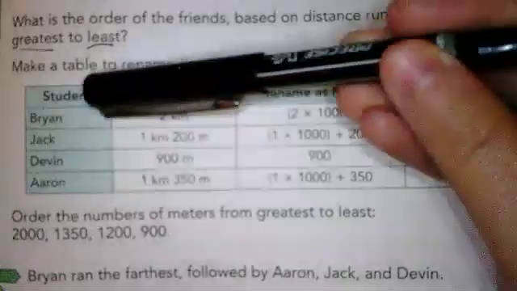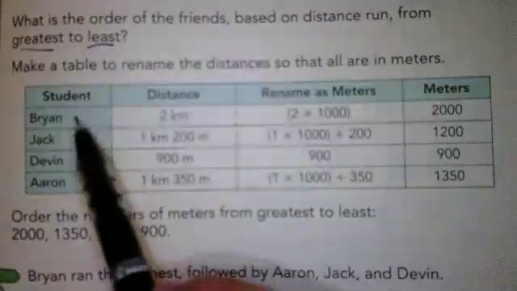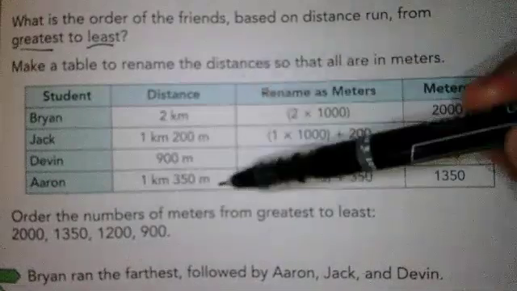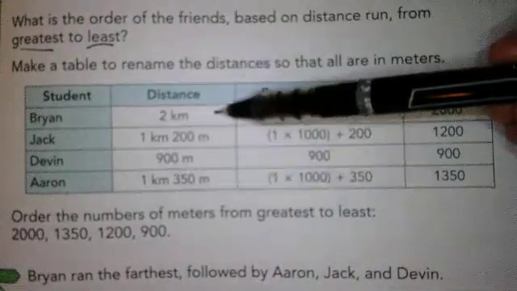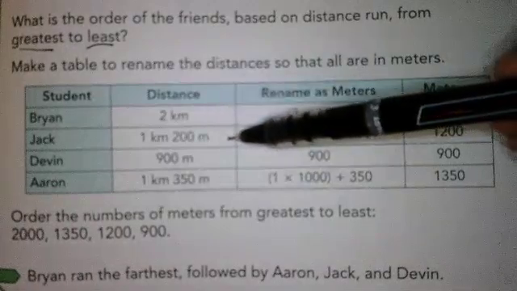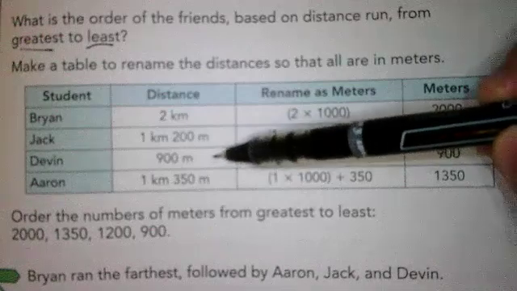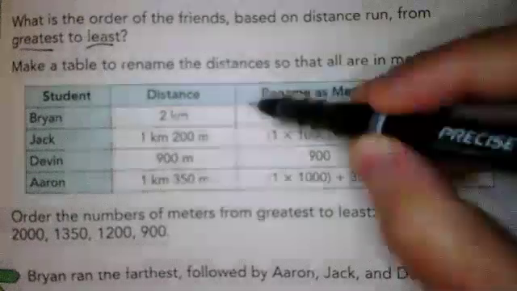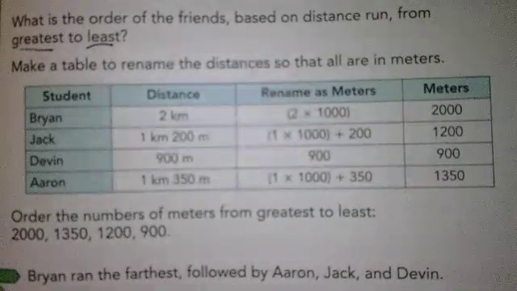So we have our student here, and we have our 4 names, Brian, Jack, Devin, Aaron. We have the distance that they ran, the way it gives it to us, right? So Brian ran 2 kilometers, Jack ran 1 kilometer, 200 meters, Devin ran 900 meters, and Aaron ran 1 kilometer, 350 meters. Then it says rename as meters, okay?